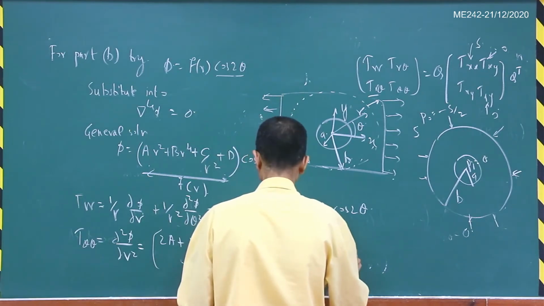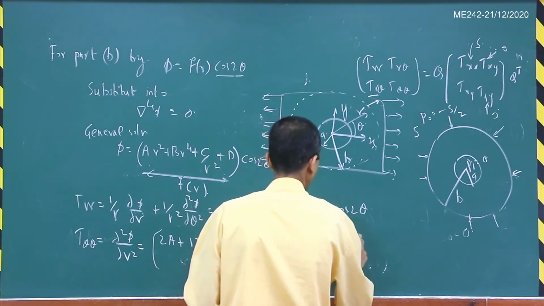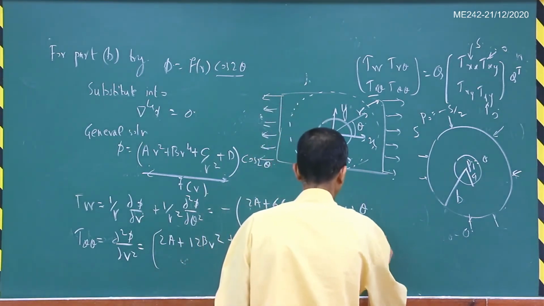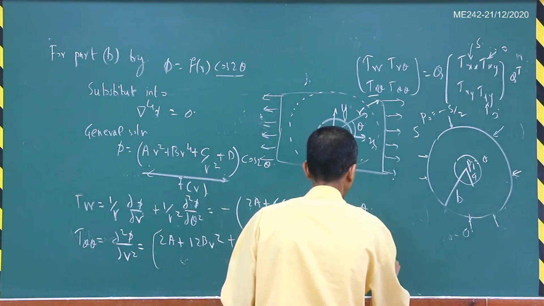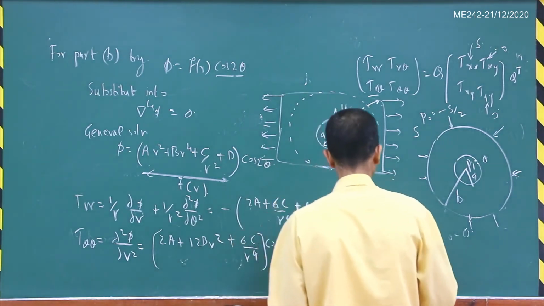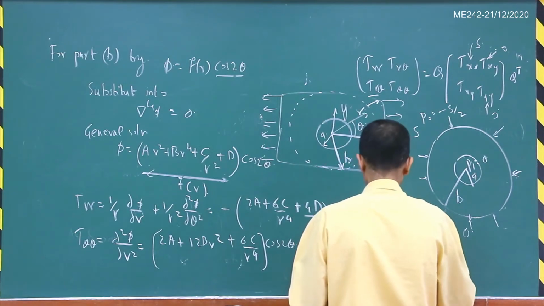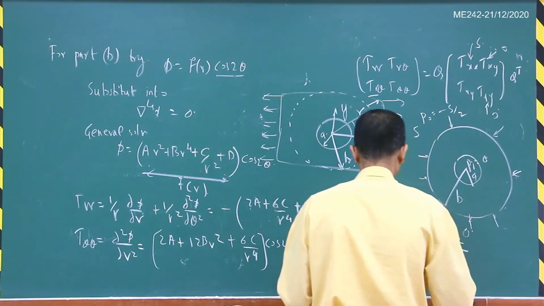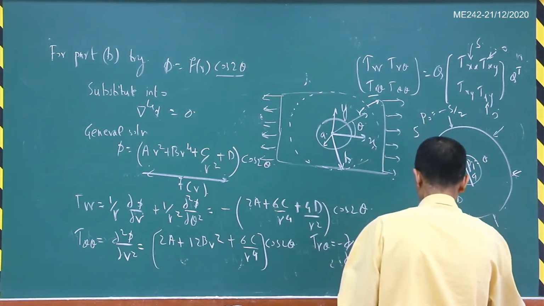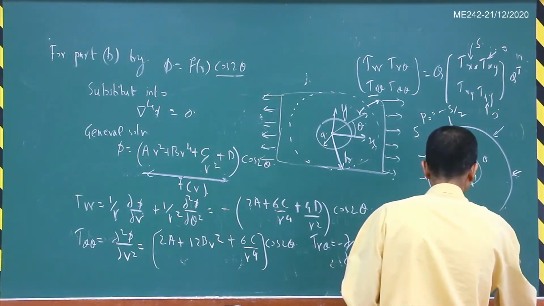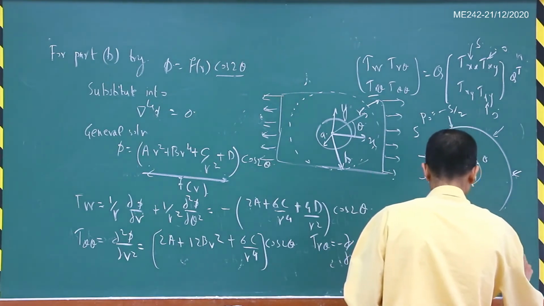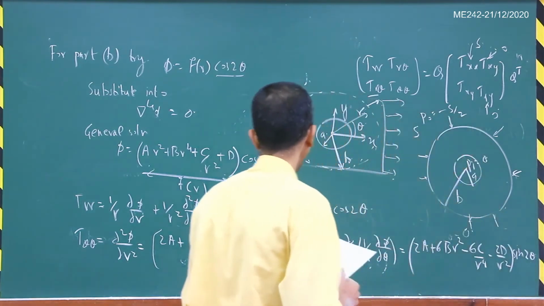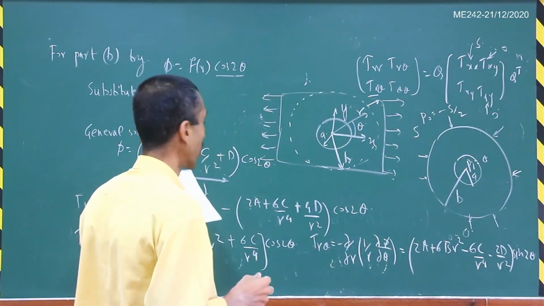is equal to minus ∂/∂r of 1/r ∂φ/∂θ, that is equal to 2a plus 6b r² minus 6c divided by r⁴ minus 2d by r² times sin 2θ. Okay, so this is the stress distribution that you get for this problem B now.